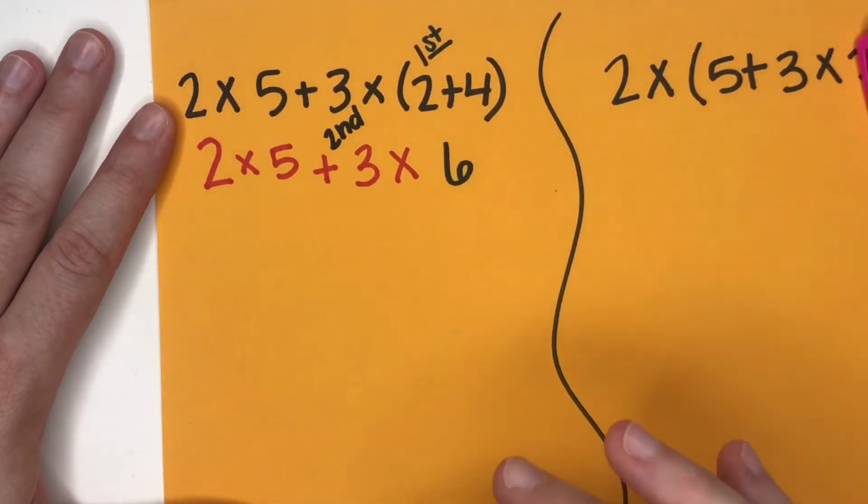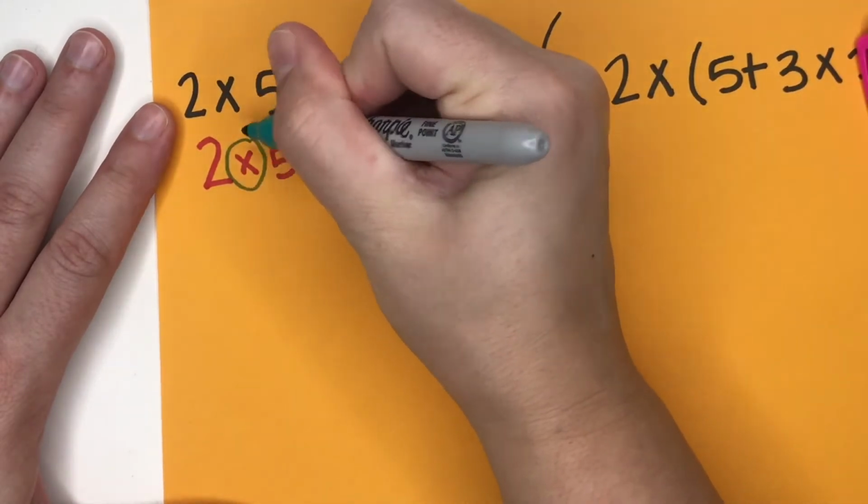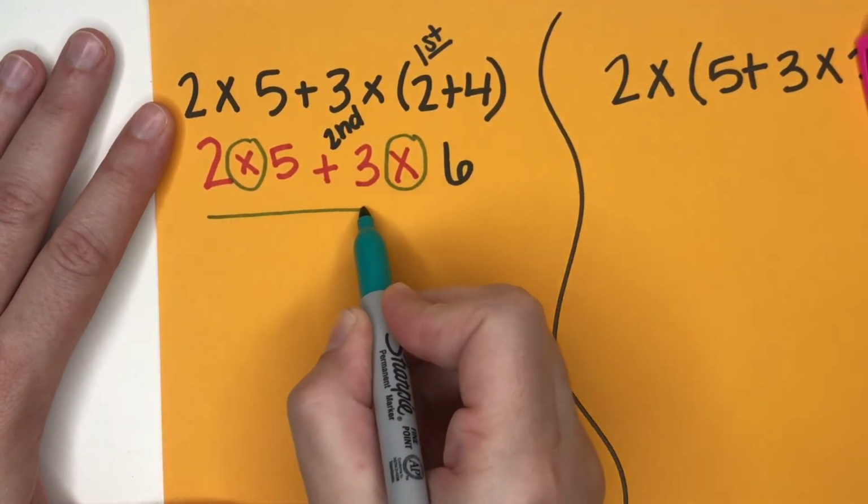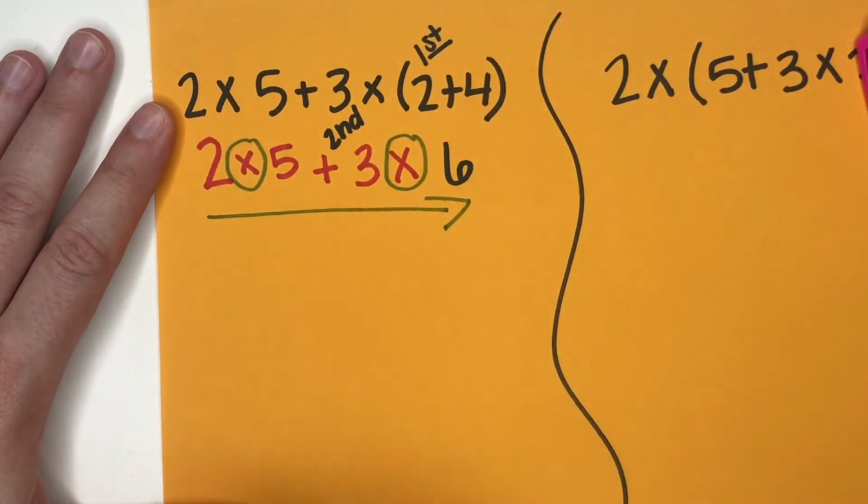Now looking at this, knowing what I know about PEMDAS, I know that my next step is going to be either multiplication or division. I see that I have 2 multiplication signs. So you might ask yourself, well, Mrs. Visconti, which one do I do first? Remember, we always work from left to right, just like when you read in a book.